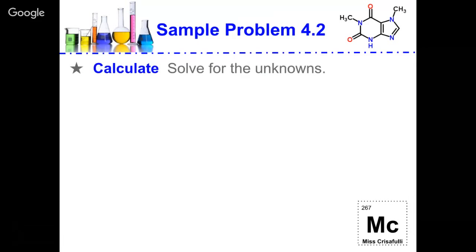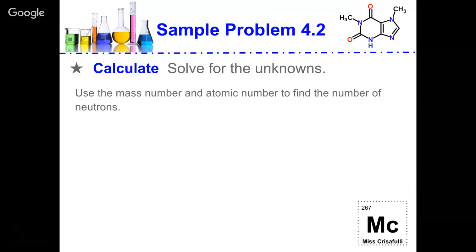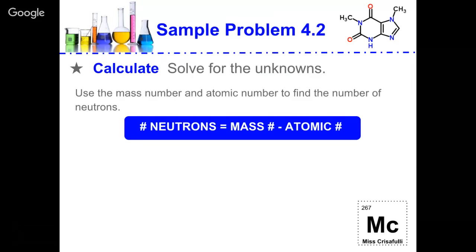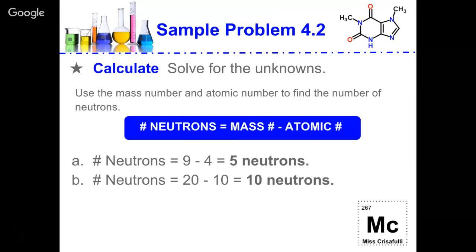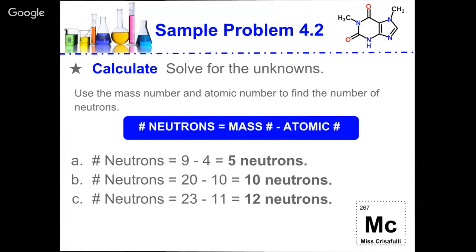So let's continue and solve for our number of neutrons, which we're going to do using the mass number and the atomic number. Remember, the number of neutrons is equivalent to the mass number minus the atomic number. Beryllium had a mass of 9, so we take 9 minus 4, and that gives us 5 neutrons. Neon had a mass of 20, and if we subtract the 10 protons from that, we'll have 10 neutrons. And sodium has a mass of 23, so if we subtract the 11 protons from it, we have 12 neutrons.